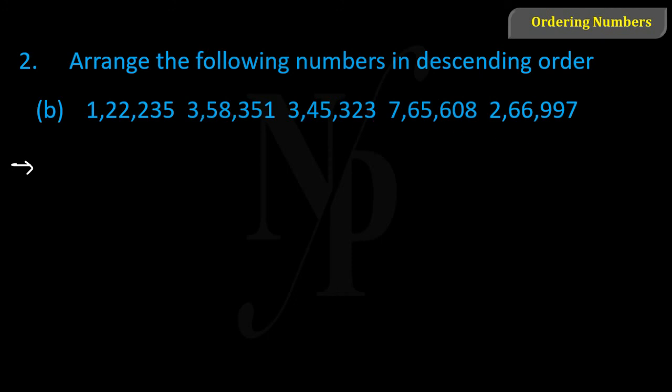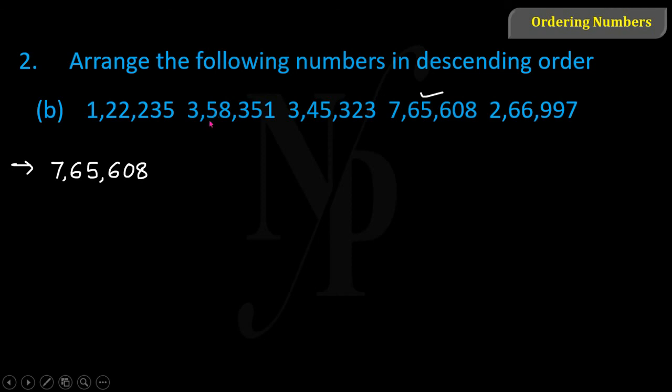So I will write down that number first, 7,65,608. So this is over. We have written this number. So we will now compare the remaining numbers. So coming to these numbers, in these two numbers we have 3 in lakhs place, and in this number 2, and in this number 1. Therefore 1 among these two must be the next greatest number. Therefore we will move on to the next highest place, that is 10,000 place.